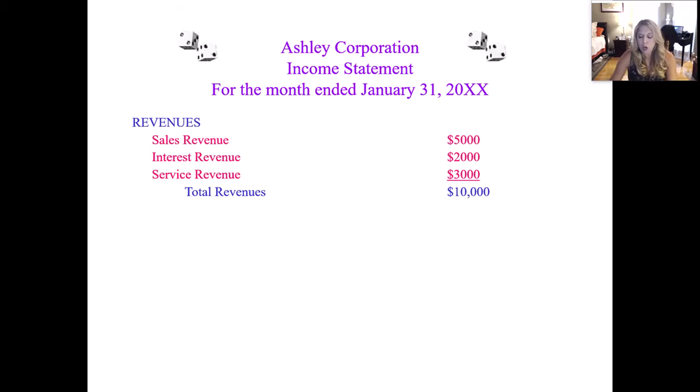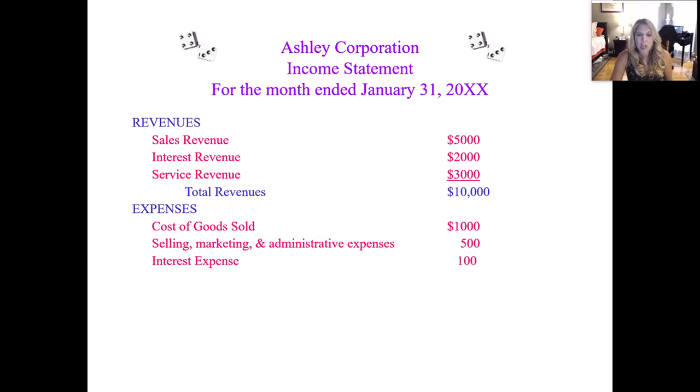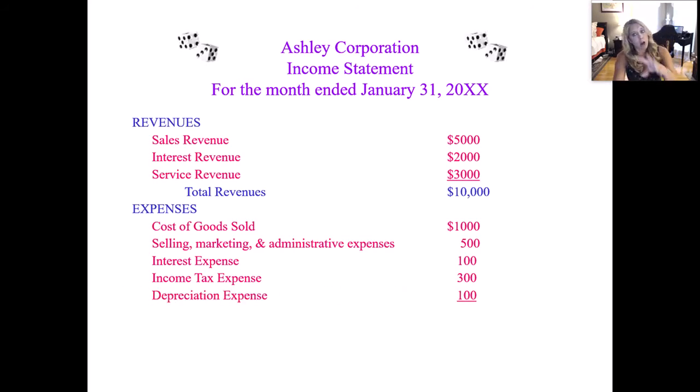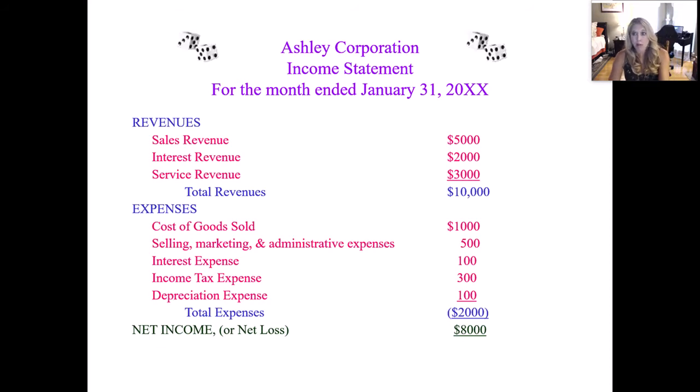Then we're going to subtract all of our expenses. Again, these expenses vary. So these are just some common expenses for businesses. Cost of goods sold, $1,000. Selling, marketing, and administrative expenses, $500. Interest expense, $100. Income tax expense, $300. And depreciation expense, $100. So I'll add up all those expenses and I get $2,000. Okay. So simply deduct them from the $10,000 and that gives me $8,000 of profit. Net income, $8,000. I'm in the black here, so that means I have a profit.